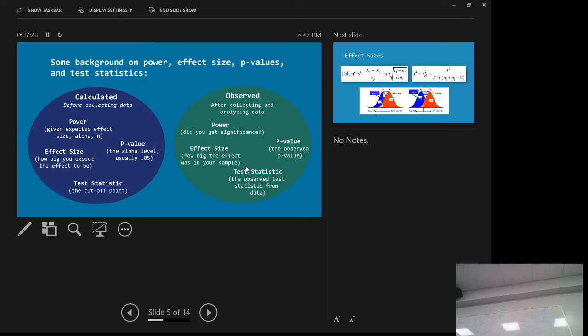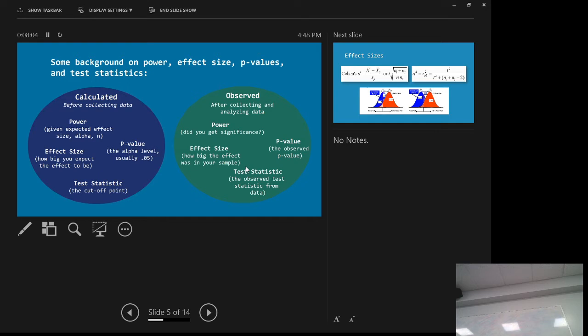Anyway, power, this is the power we would observe given a certain effect size, an alpha, and a sample size. The effect size is how big we expect the effect to be, or how small of an effect we want to be able to detect, what effect size we think will be there, what effect size is meaningful in the realm of our research with our variables on our population. The test statistic is the cutoff point that would go with that effect size. The p-value, instead of stating the p-value, we usually set an alpha level, and usually what's our default?